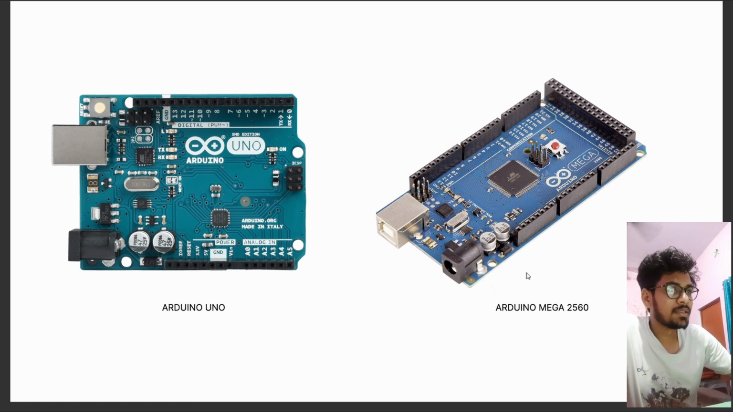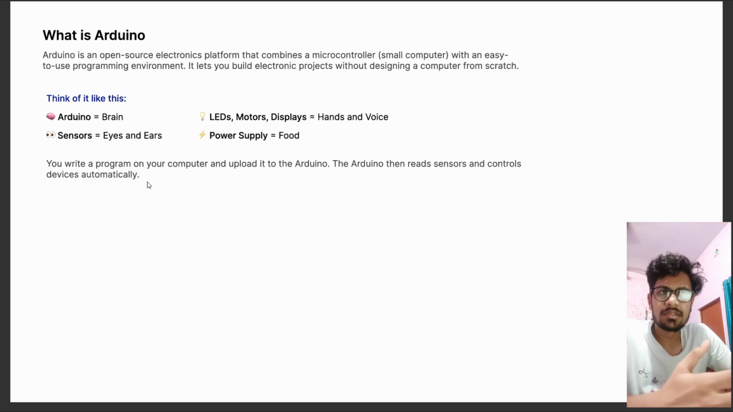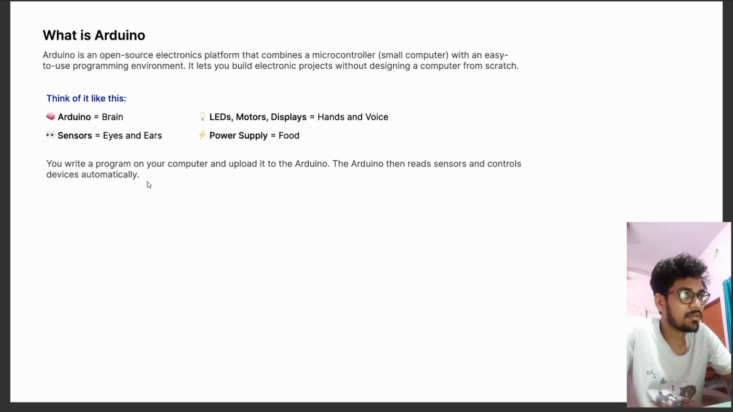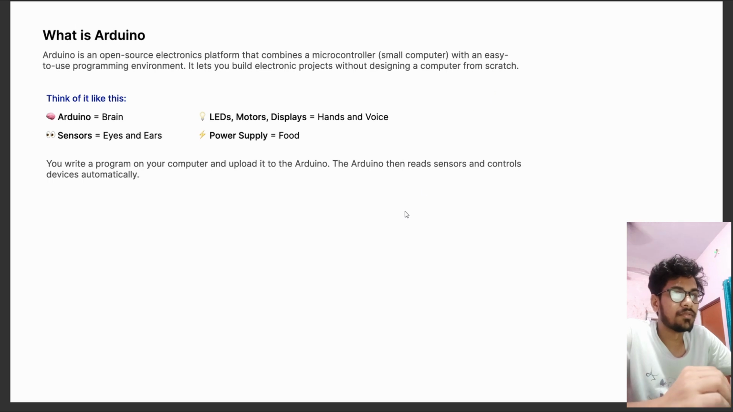You can see that these are two components. This is the Arduino Uno and this is the Arduino Mega 2560. So let's start. What is Arduino? Arduino is an open source electronic platform that combines a microcontroller, like a small computer, with an easy to use programming environment, and it lets you build electronic projects without designing a computer from scratch.